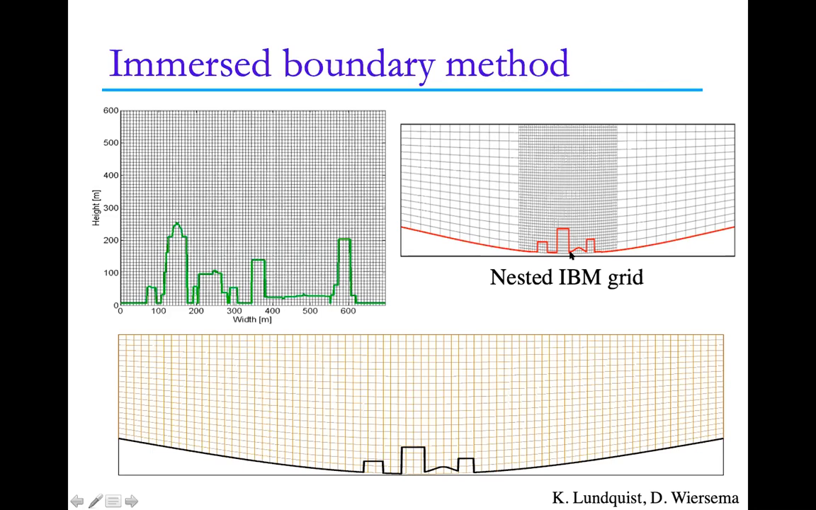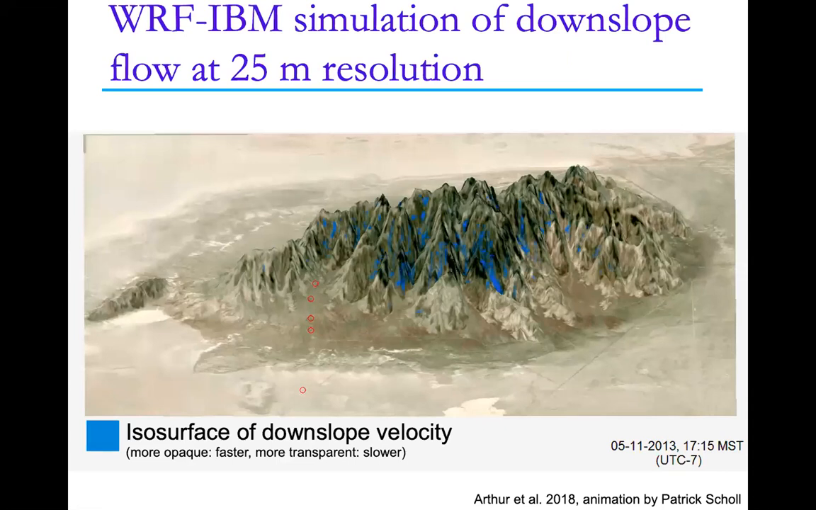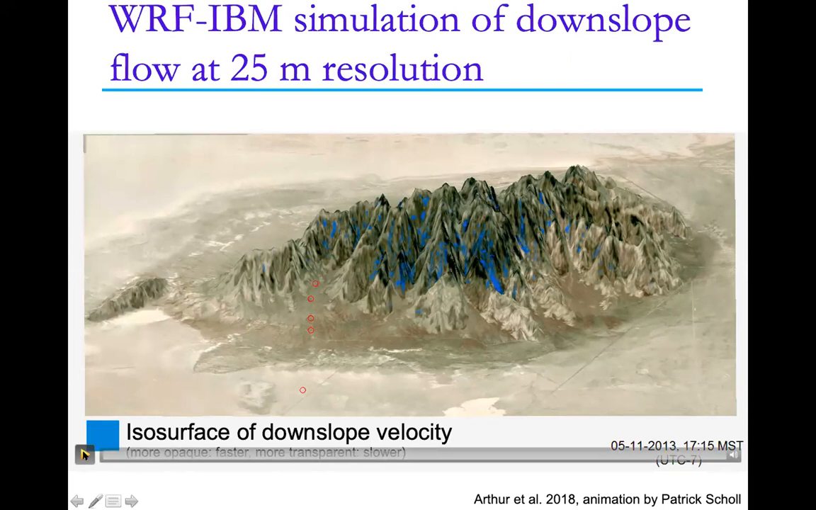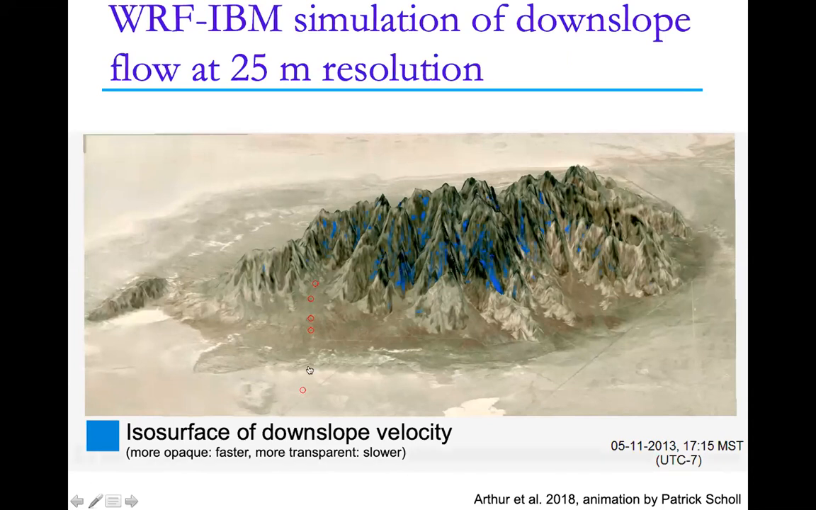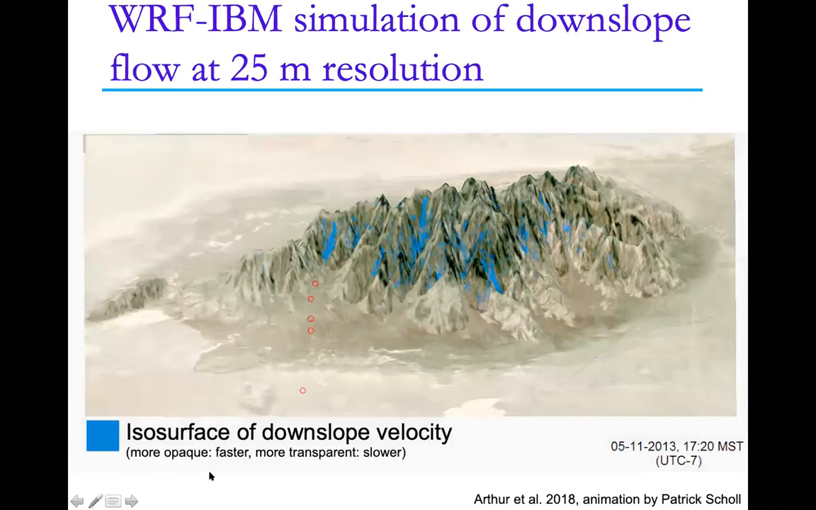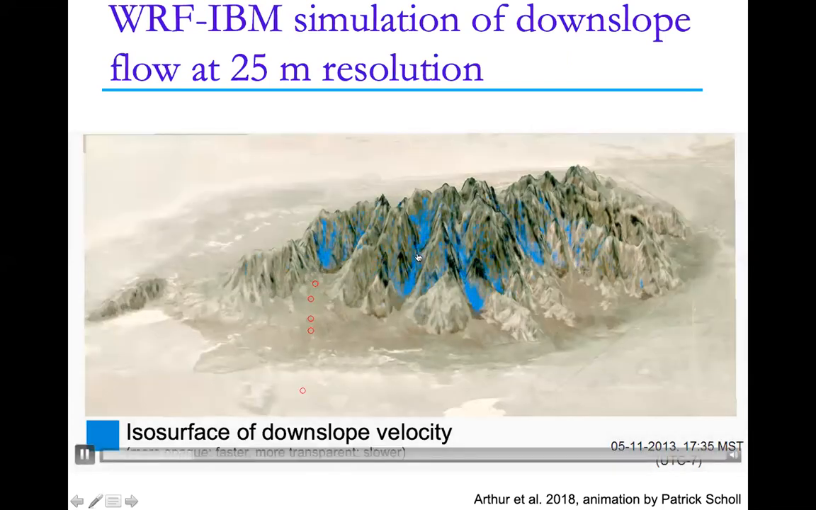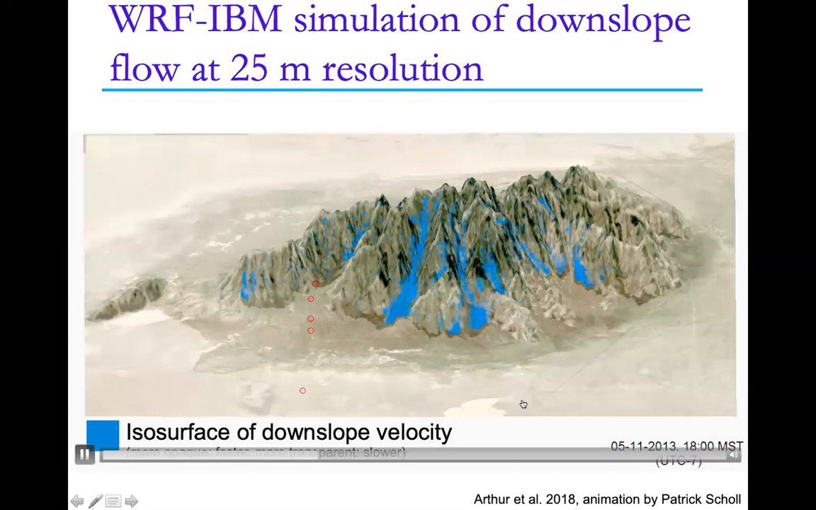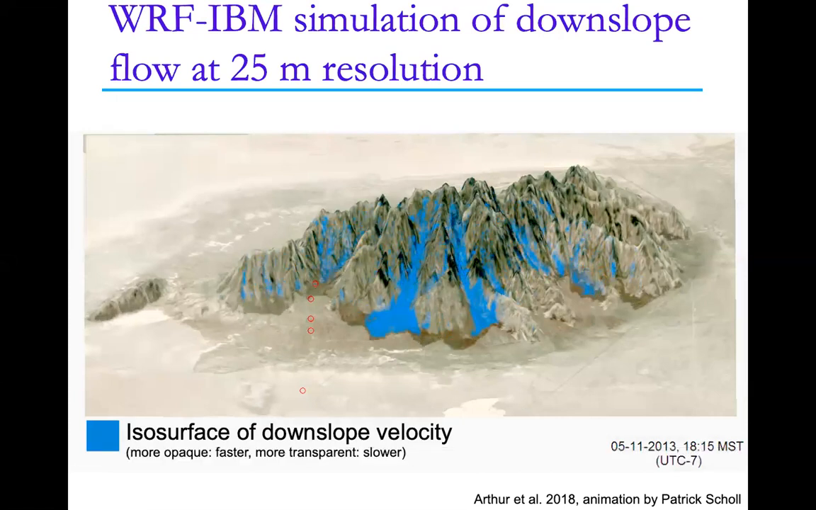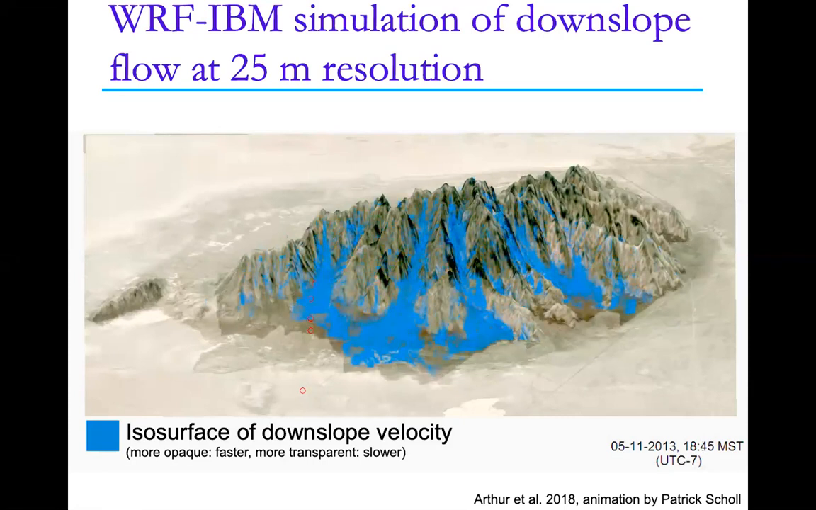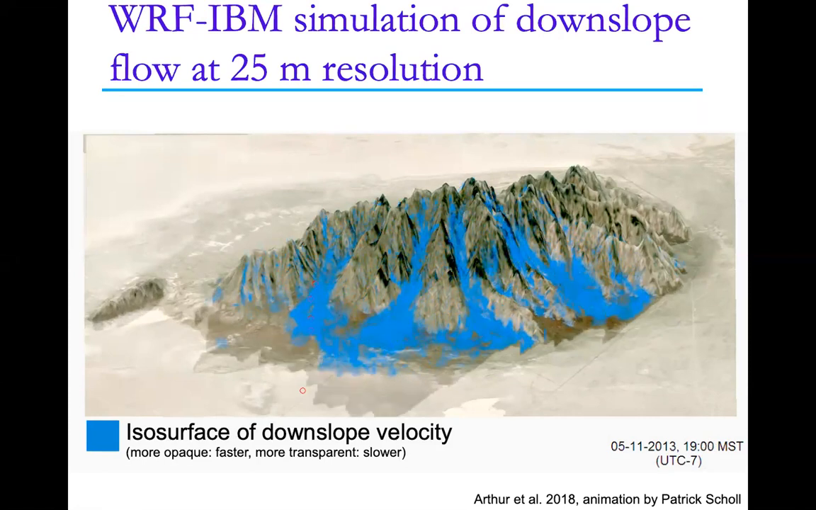So I just have a couple of examples of the immersed boundary method in WRF. The first one is a complex terrain example just to illustrate the capabilities of WRF IBM. This is a simulation of a downslope flow at 25-meter resolution. And what you're looking at is isosurfaces of downslope velocity. So this is at sunset, and you see a drainage flow that develops in the valleys, in these side valleys on the mountain. This is Granite Mountain. And this simulation at 25-meter resolution has very, very steep slopes. And this is not something that we can run using terrain following coordinates. So this is just an illustration of what we can do at the very finest scales using the WRF IBM setup.